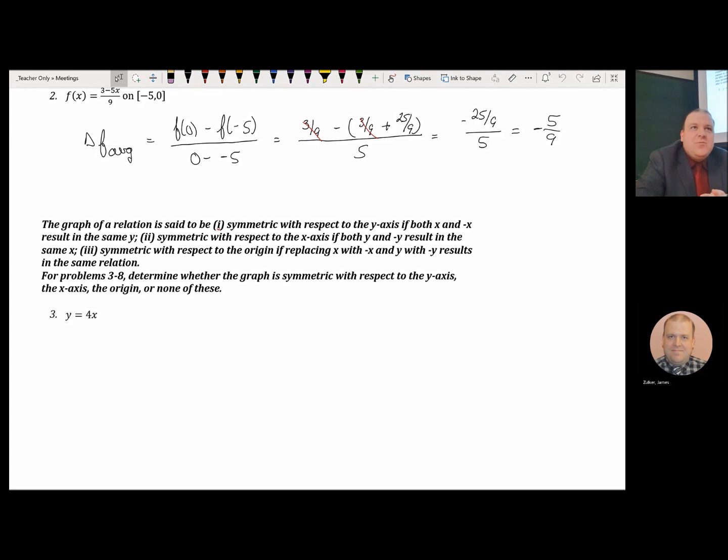There are other types of symmetries as well. We're not going to deal with those. You could have symmetry along any line. What we're going to do for the next several problems is determine whether the graph is symmetric with respect to the x-axis, the y-axis, the origin, or none. You don't have to have symmetry.